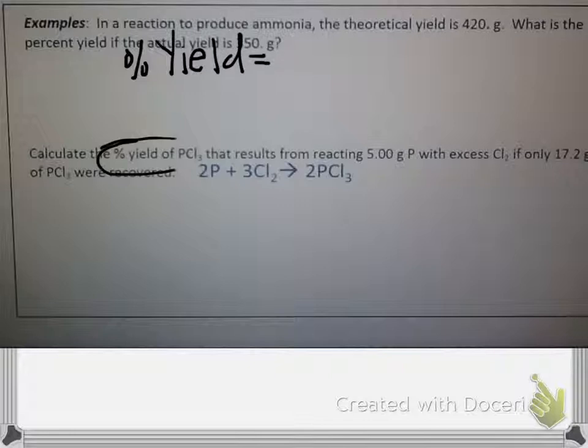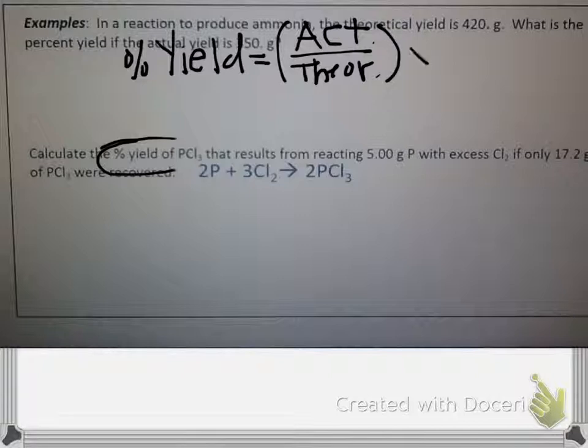So percent yield is going to be actual yield divided by theoretical yield times 100%. I'm lazy so I'm not writing everything out. If I'm going to calculate a percent yield, I'm going to need the actual yield, how much was actually made, and the theoretical yield, how much could have been made if all of the reaction went to completion. All right, let's actually read the whole problem now.